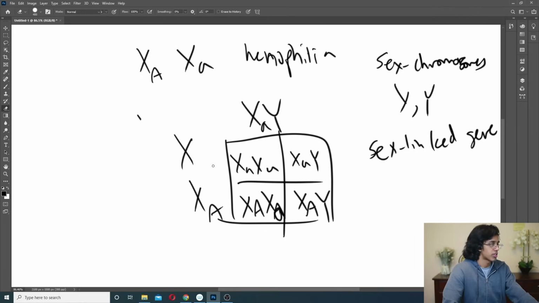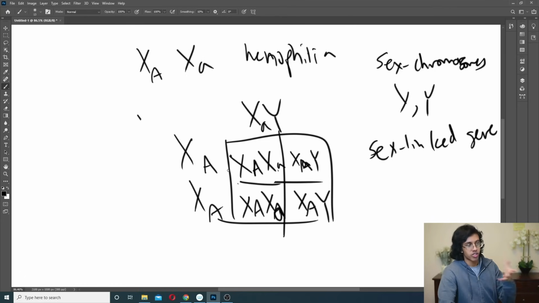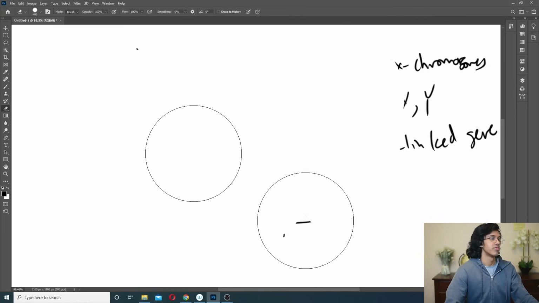Okay, what happens if we make this X^A? Okay, then this would become X^A X^a. So if the mom doesn't have a recessive allele, it's impossible for either the daughter or the son to get the disease, right? Because no matter what, your dad's going to give the son the Y, so there's no way the sons could get it, and your mom's always going to give your daughter at least one of the dominant allele, so they're protected. Okay, very nice.